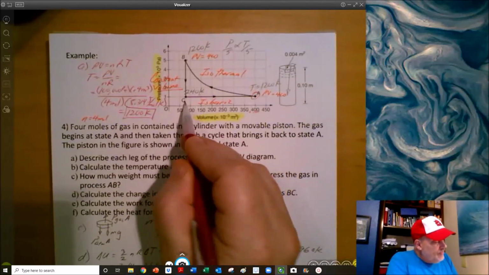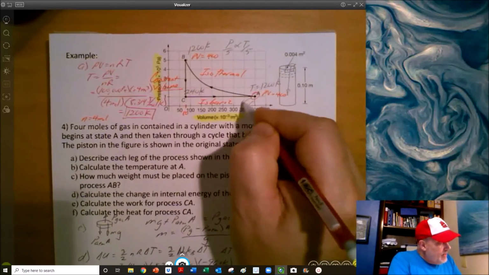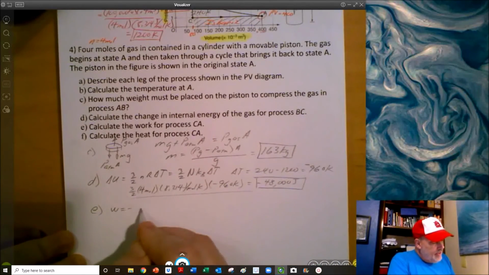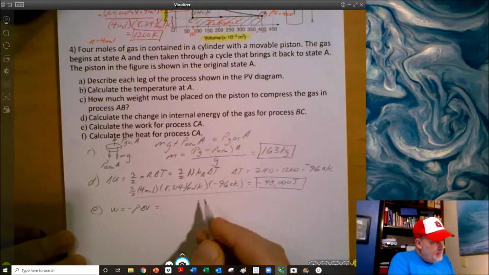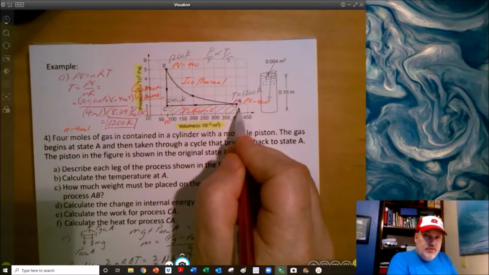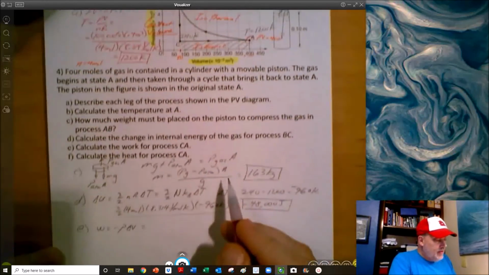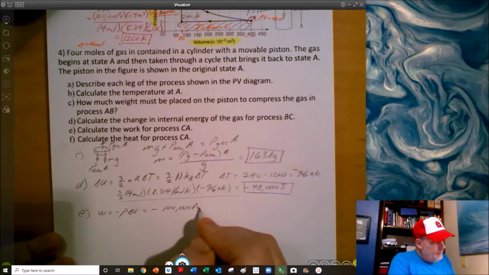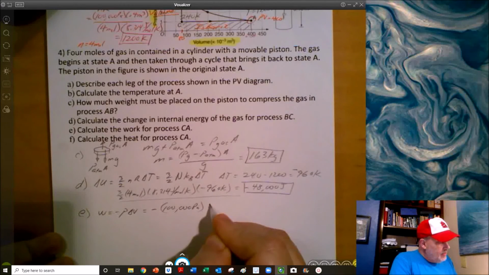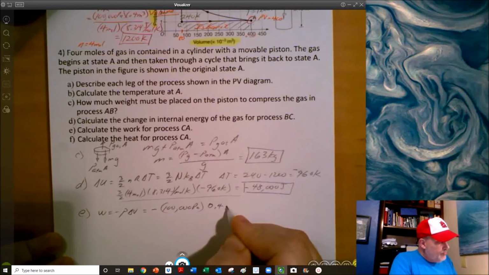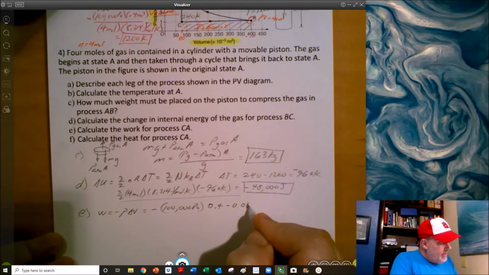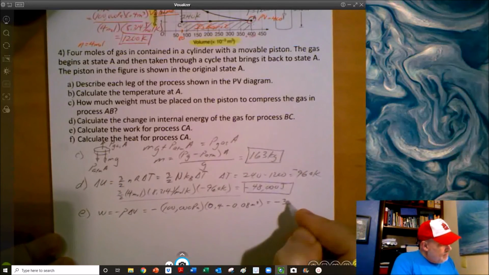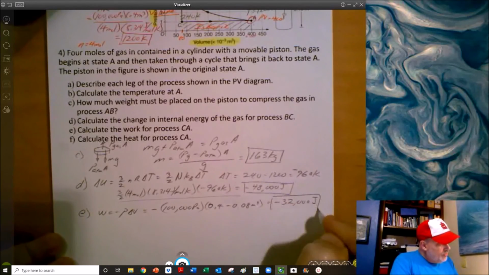Part E asks, calculate the work for the process CA. So that would be this from C to A. That's just going to be this area underneath here. Or if you prefer, work equals negative P delta V. We're moving to the right, so that's going to be negative work. So I can just find this area and then make it negative. That's 100,000 pascals times a change in volume of, I almost made the mistake, 0.08 meters cubed. And that gives us negative 32,000 joules of work done.